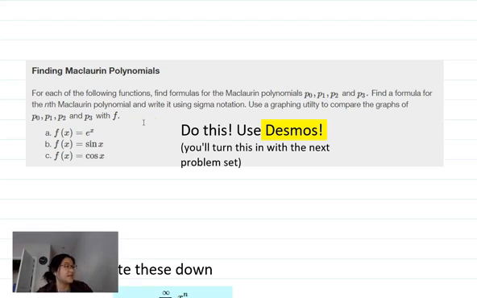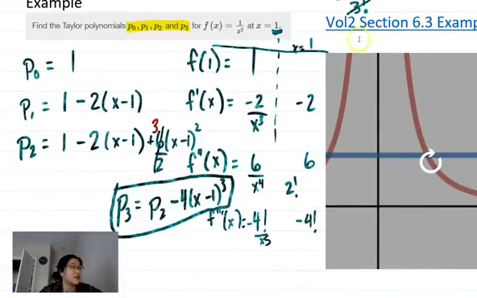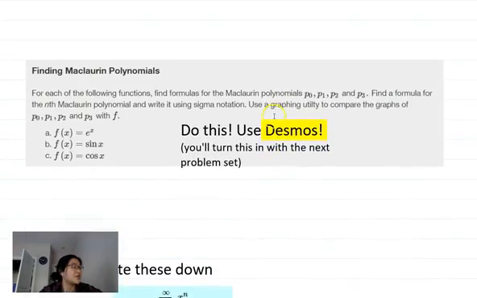Alright, so your task is, for each of our functions, find formulas for the Maclaurin polynomial. So remember, Maclaurin is centered at 0. And up to our third degree Maclaurin polynomials for our following functions right here. And also try to find a formula for the nth Maclaurin polynomial and write it using sigma notation. Also, use a graphing utility to compare the graphs, and probably use Desmos, what we used over here as a jumping off point for that. And you're going to turn this in with your next problem set, so do get working on that.